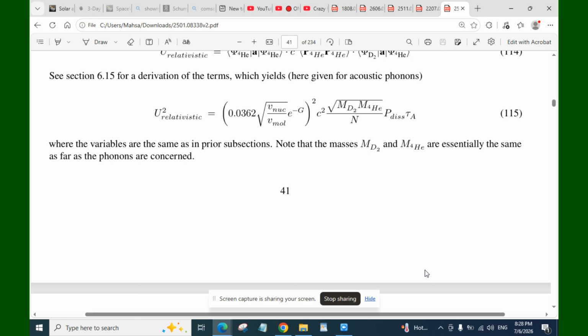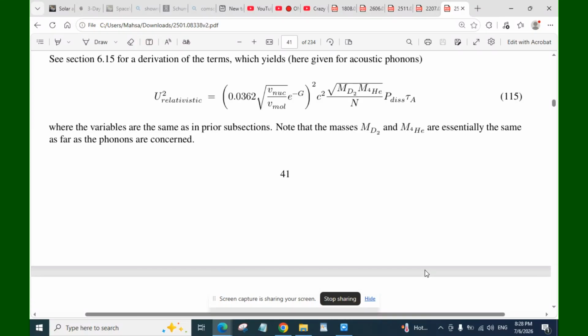u relativistic squared is equal to 0.0362 multiplied by the square root of nu nuclear divided by nu molar, multiplied by e to the power of minus g squared, c squared, multiplied by the square root of m deuterium m helium-4, divided by m, P dissipation tau, where the variables are the same as in the prior subsections. Note that the masses of deuterium and helium-4 are essentially the same as far as the phonons are concerned.